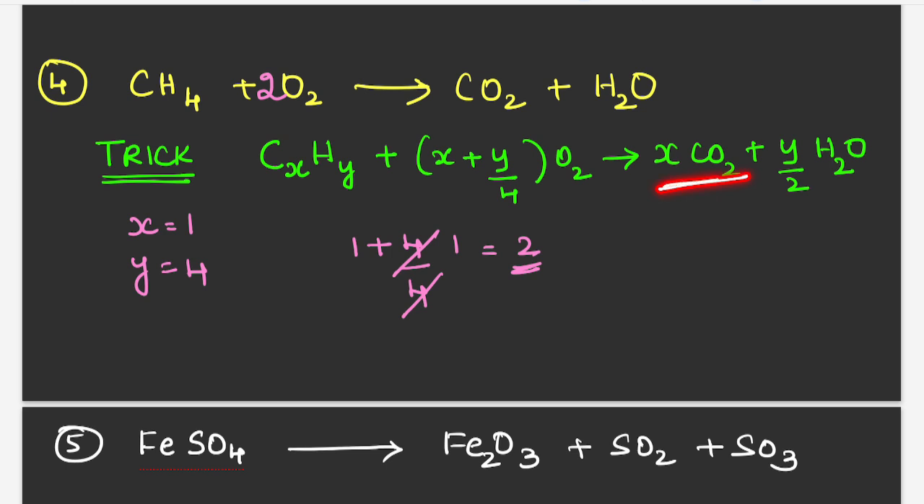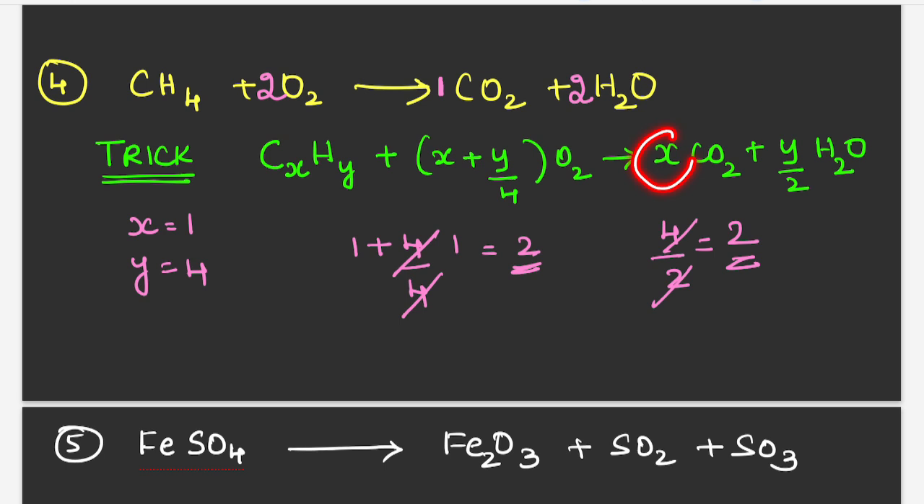Next, we have to balance carbon dioxide. To balance carbon dioxide, we have to write the x value. What is x? The x value is 1. So I'll be writing 1 here, or it is understood that even if you don't write 1, it is 1 carbon dioxide. How to balance water? To balance water, we have to write y by 2. What is the y value? y is 4. 4 divided by 2, how much will you get? You will get 2 as the answer. So here I'll be writing 2.